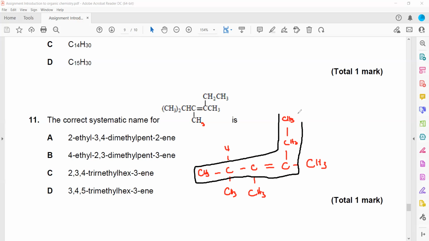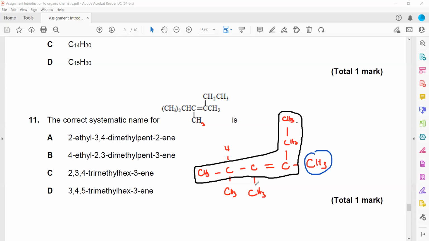Then after selecting the longest carbon chain, numbering should start from the nearest double bond. So where we have the closest double bond, if I count from here, this will be 1, 2, and 3. Third carbon will have a double bond. If I count from here, 1, 2, and 3. So both ways, even if I start numbering from the top or from the left, I'll get the same position for the double bond.